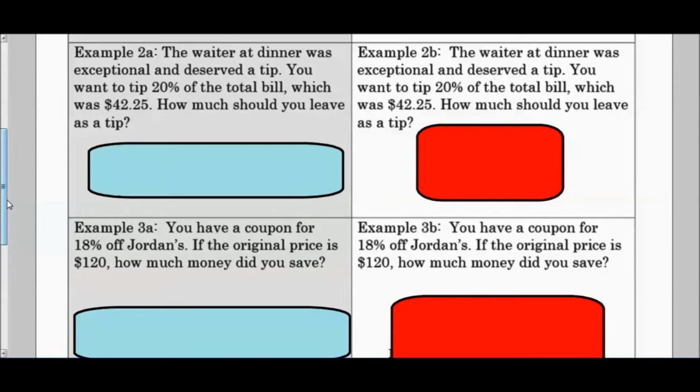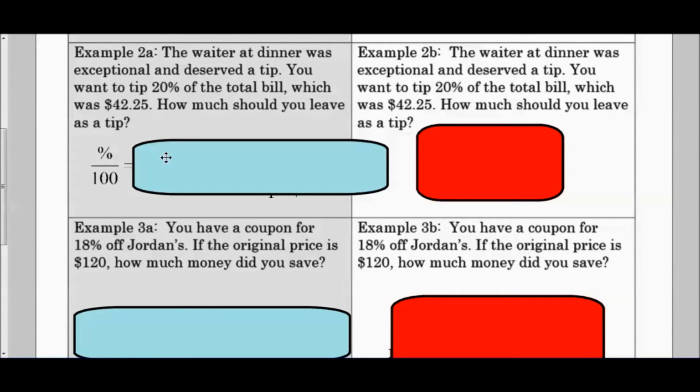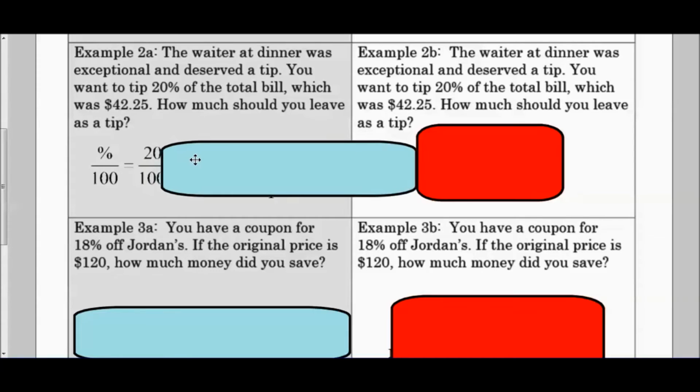Alright, example 2a, a waiter at a diner, I should say diner, was exceptional and deserved a tip. You want to tip 20% of the total bill, which was $42.25. How much should you leave as a tip? All right, so we immediately see that 20%. You see that percent sign, you know you can set up the proportion, at least half of it, as the percent over 100. So we're going to start off with that.